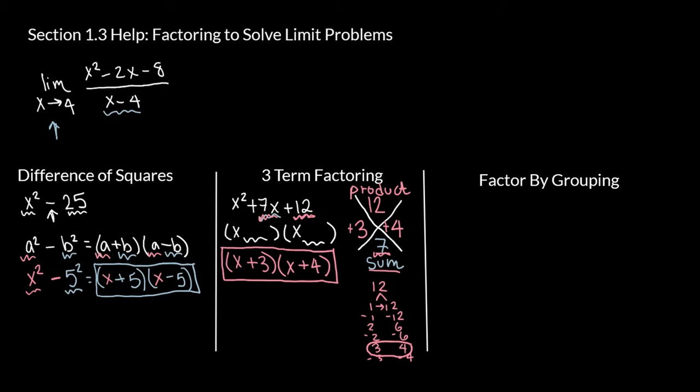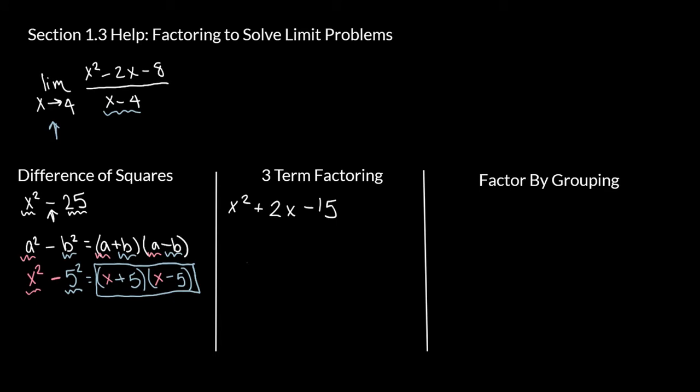Okay, we're going to do another example of that type. This time we're going to try to factor x squared plus 2x minus 15. So this time we're trying to get a product of this constant number, negative 15. We keep the signs, so a product of negative 15. And we're going to try to get a sum of the middle term, the x term, which is positive 2.